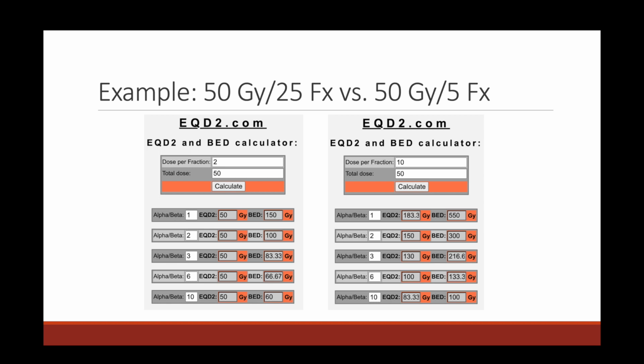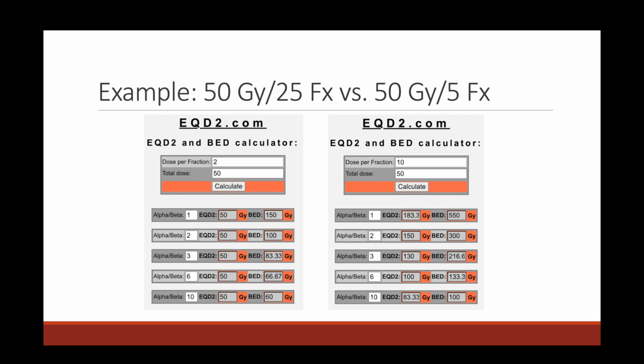And as I was saying earlier, the EQD2 is also a great way of quickly converting in between different dose per fraction regimens. So if you're looking at 2 different radiation regimens and they are prescribing a different dose per fraction, you can quickly compare them to either EQD2 or BED to compare those 2 different regimens and get a sense of how they compare. Convert them both to apples so then you can compare apples to apples.